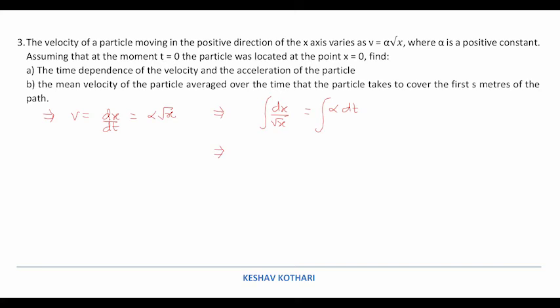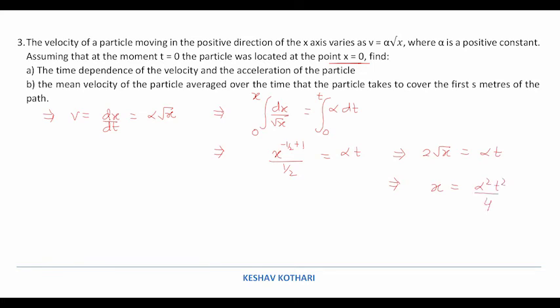So on integration I obtain x to the power minus half plus 1, upon half, is equal to alpha t. Now since the question is saying at t equal to 0 the particle is at x equal to 0, I can say that at a certain time t the displacement is x, and we will get this equation in this form, that 2 root x equals alpha t, and from here, squaring the equation, x equals alpha square t square by 4.